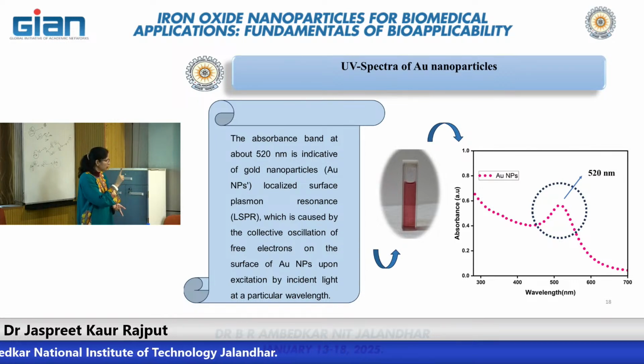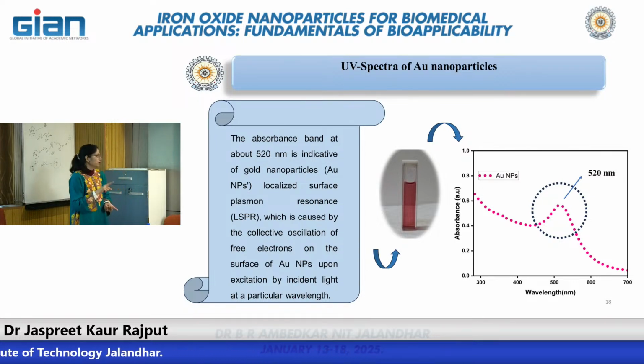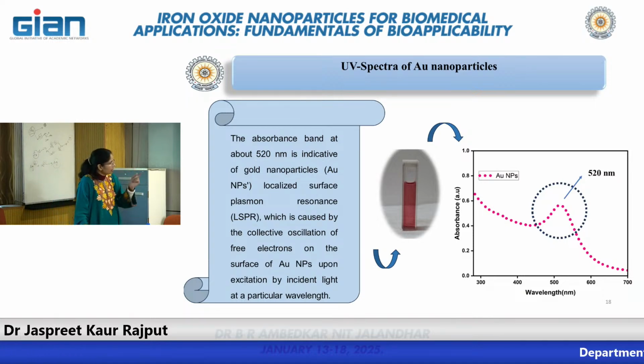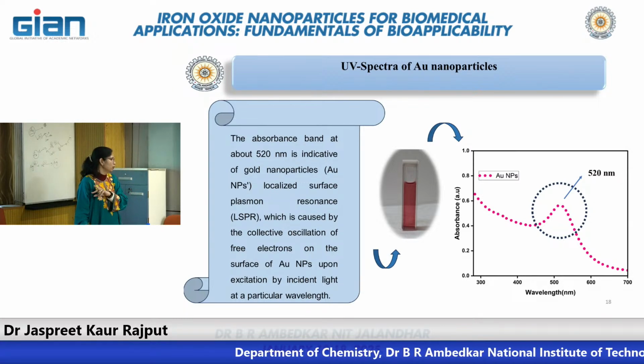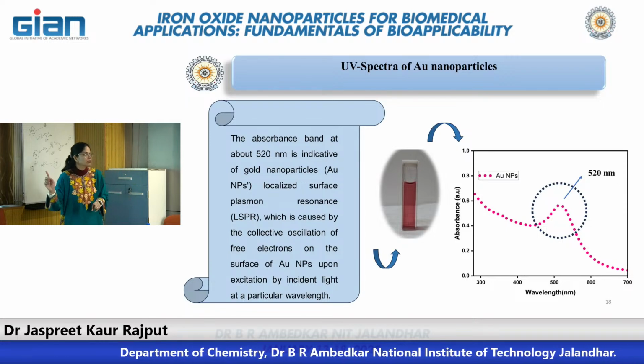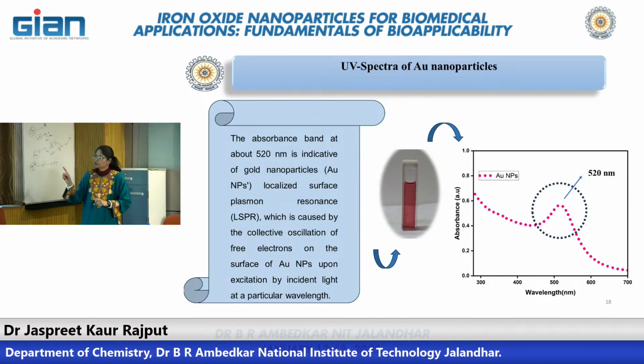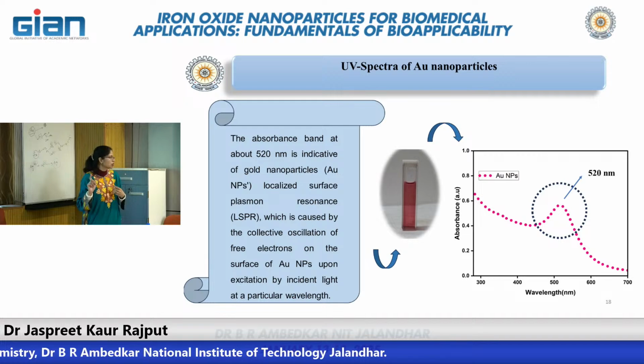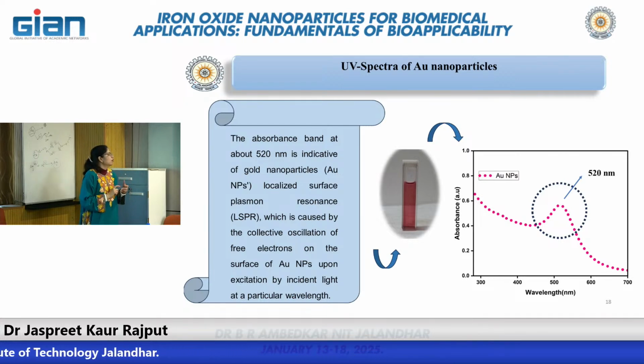So you have one peak only, not two peaks. You have seen that if a different shape is there, like rods or wires, then a second peak will appear. But if you look at this spectrum, you have one peak only. It shows the particles are more or less spherical, or you can say rough-surfaced spherical, right?